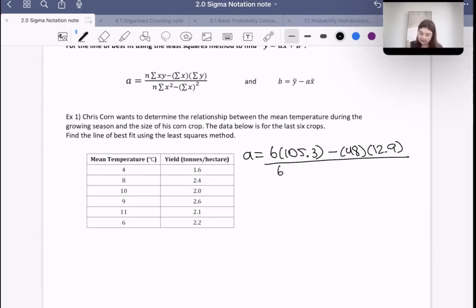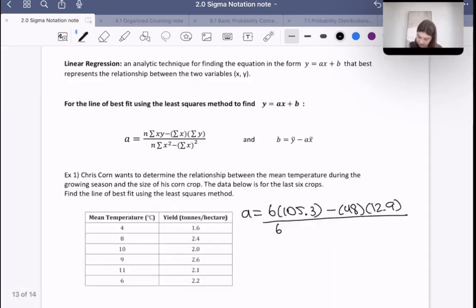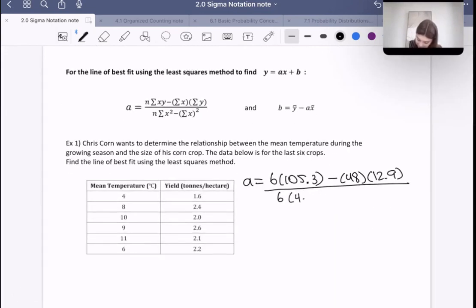And then sigma of x squared. So what is the summation of all the x squared values? Well, let's see, that was 418. So this would be 418, minus the summation of x squared, so minus 48 squared, basically. Okay, so that's how we're going to find a. Let's continue on with that.